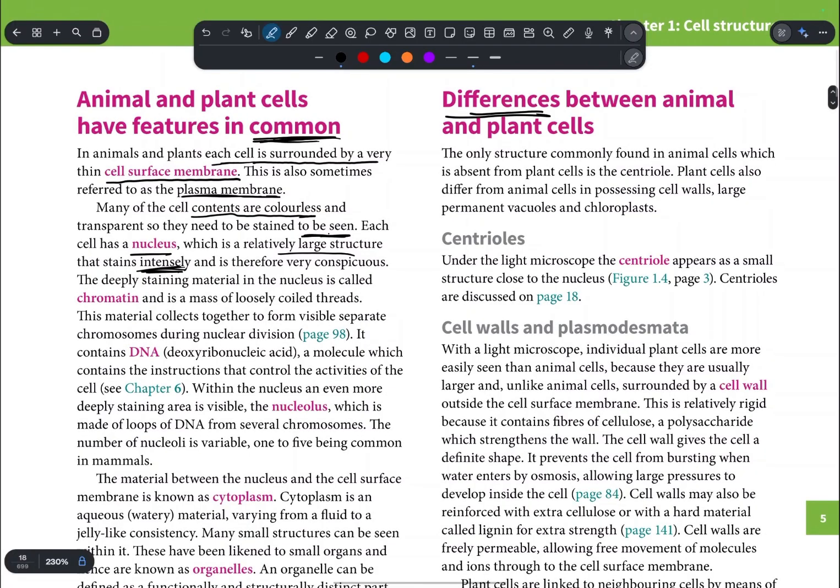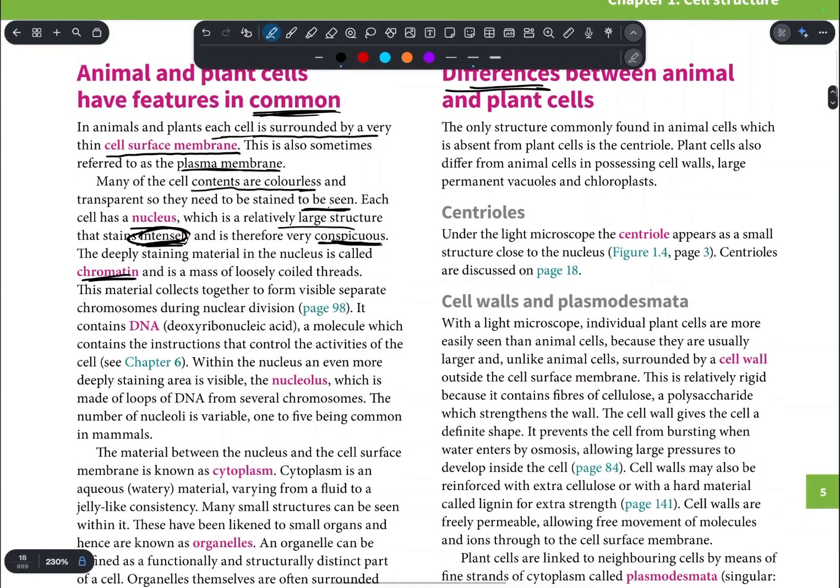And what does it represent, being intentionally stained? It represents that it is very detailed, very conspicuous, it has too much material arranged in different ways in a very close area. Okay, the deeply staining material in the nucleus is called chromatin. So the material which is stained inside that nucleus, what is it called? It is called chromatin.